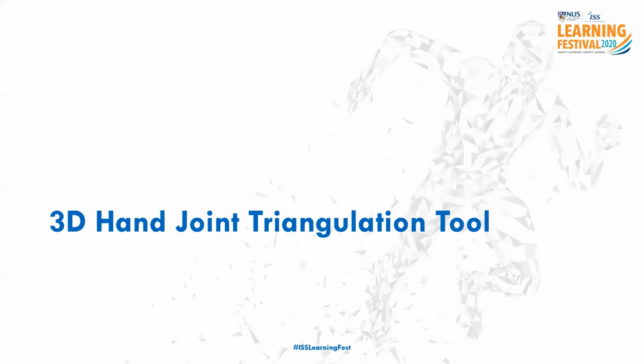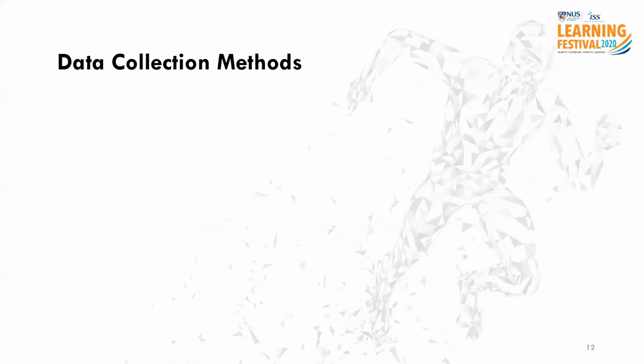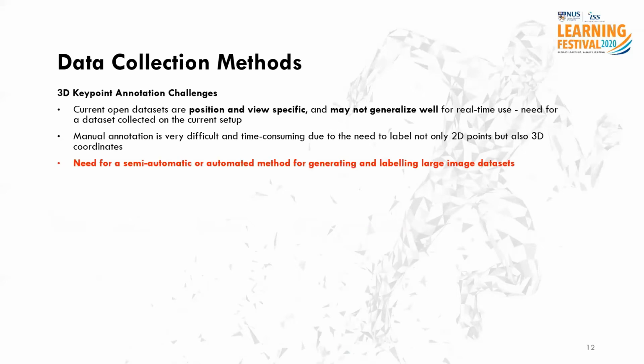So now I'll be going through the development of the 3D hand-joint triangulation tool, which was developed to collect and automatically annotate joint positions for a multi-view dataset, as shared earlier in the presentation. As mentioned earlier, the open source datasets that are currently available are often position and view specific and might not generalize well to other environmental setups. At the same time, manually annotating these datasets is also very difficult and time-consuming. So there is a need for a semi-automatic or automated method for generating and labeling these sorts of datasets.